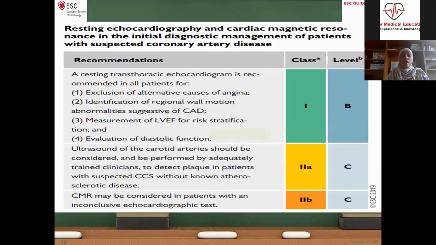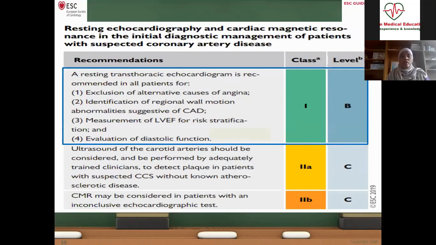So when do you do echocardiogram for those patients? It's a class one recommendation for those patients whom you want to identify any regional wall motion abnormality. You are suspecting that they have coronary artery disease. So echocardiogram could identify those patients. If you want to exclude other alternative causes of chest pain or angina. And of course, it's important to assess the LV ejection fraction and the evaluation of diastolic dysfunction. So this is a class one recommendation for these patients.